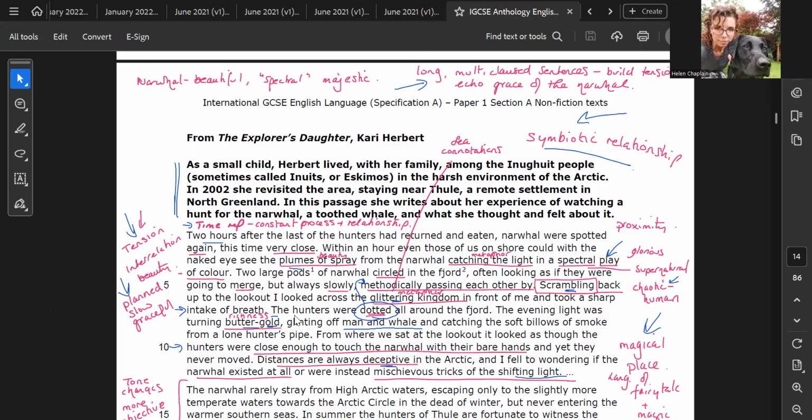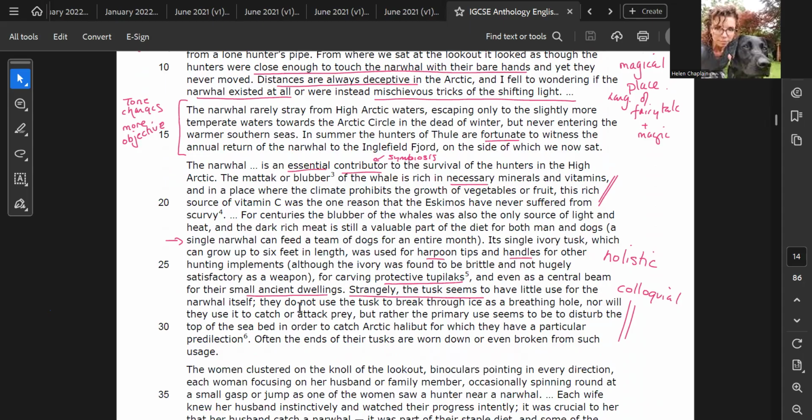Okay, just going to take that down a little bit so we can carry on. Stick the annotation back on.